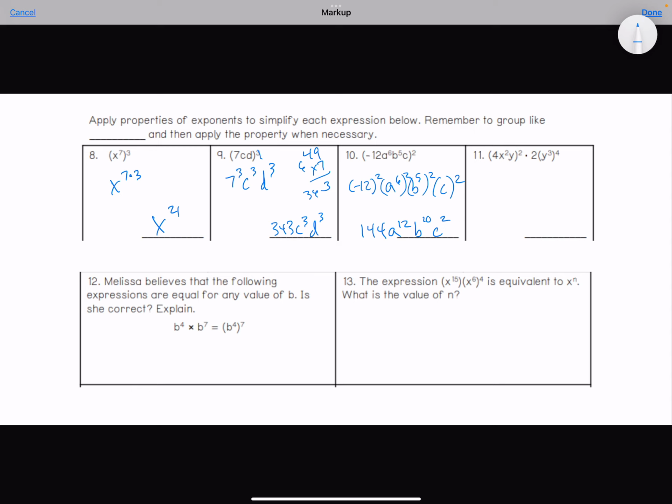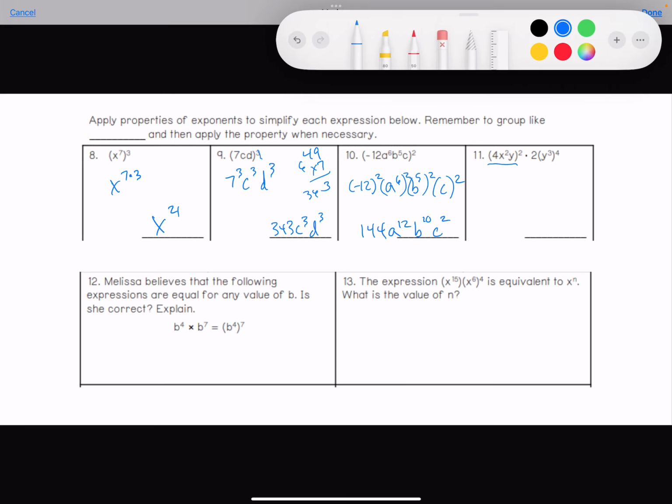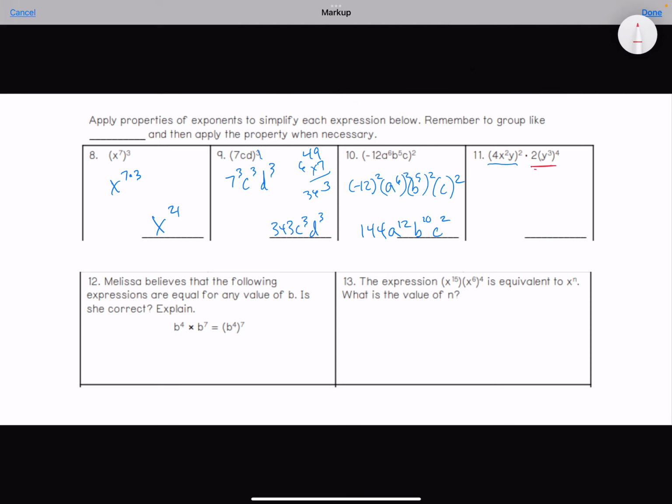And number 11 is very similar to what you will see on STAR, where you're combining. You simplify each part first, so we're going to do this one first. And then we'll do this side, and then we'll combine them. So I have 4 squared, x to the 4th, y squared. So this reduces to 16 x to the 4th, y squared, times 2y to the 12th. And notice this 2 is not raised to the 4th power because it is outside of the parentheses. So now I'm going to combine.